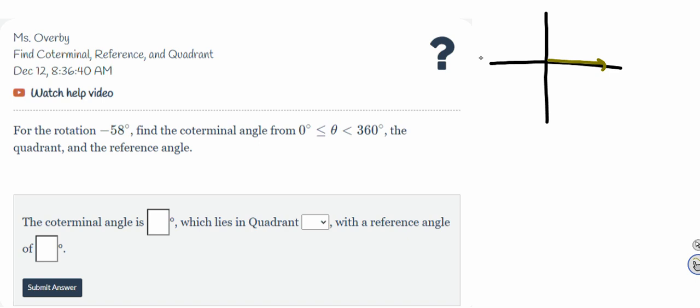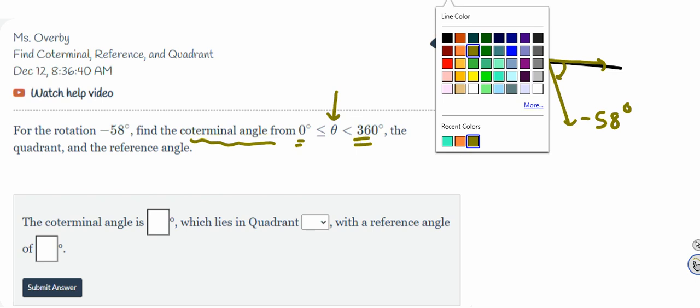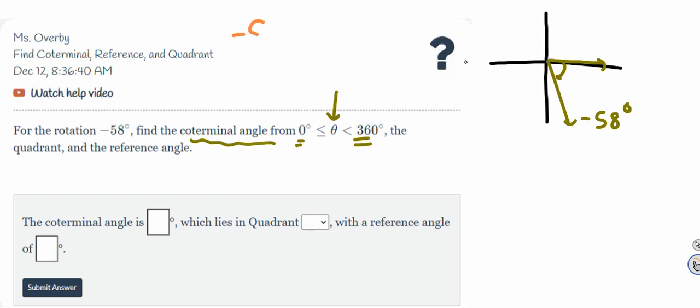You know what? I'm going to say that's about there. Once again, just a sketch. Okay, so this is negative 58 degrees. And the first thing they're asking us is to find a coterminal angle, and it's saying your coterminal angle has to fall between 0 and 360. So it can be equal to 0, but it's got to be less than 360, somewhere in between. So let's take the negative 58 degrees, and of course we're going to add 360 to that.